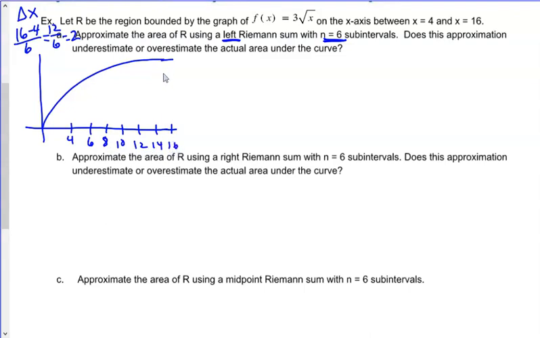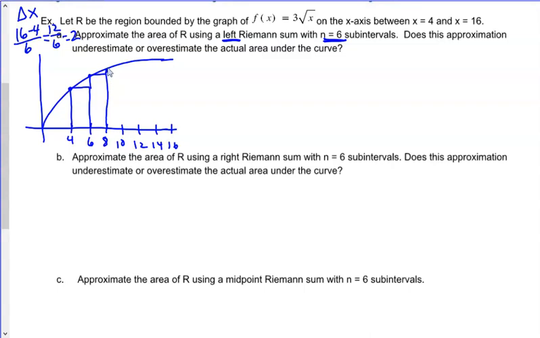Okay, so we want a left Riemann sum. That means I'm going to start at A, and I'm going to go up to my function, find that point, and I'm going to create a rectangle up until the next grid point, which is 6. At 6, I'm going to find my function value, and I'm going to create the rectangle on the left-hand side of that interval to find the next one.